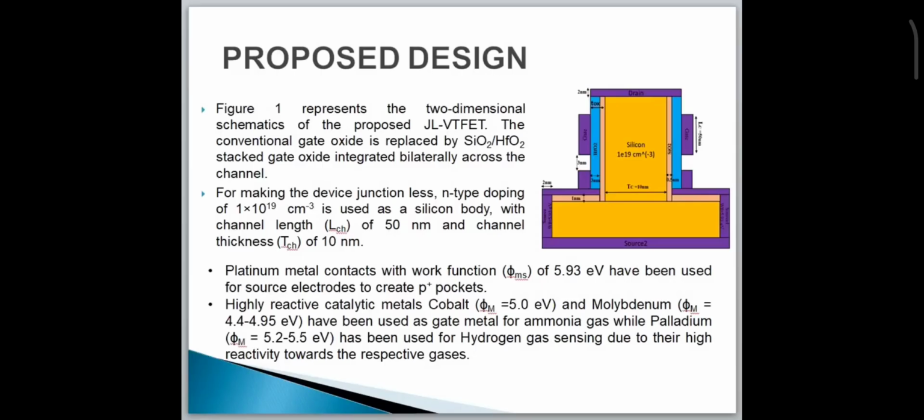Highly reactive catalytic metals cobalt and molybdenum, cobalt with a work function of 5 electron volt and molybdenum with a work function of around 4.4 to 4.95 electron volt, have been used as gate metal for ammonia gas sensing, while rhodium metal, with a work function around 5.2 to 5.5 electron volt, has been used for hydrogen gas sensing due to their high reactivity towards the respective gases.